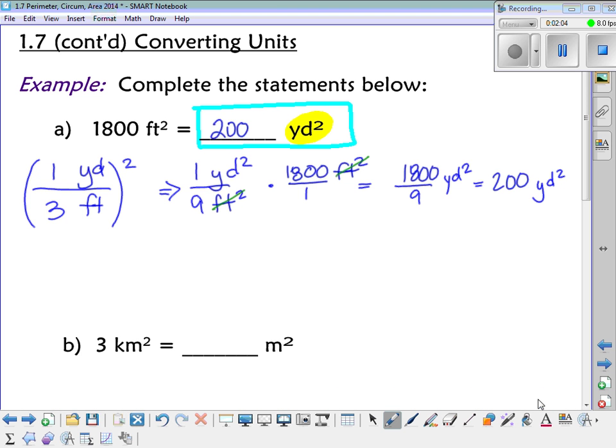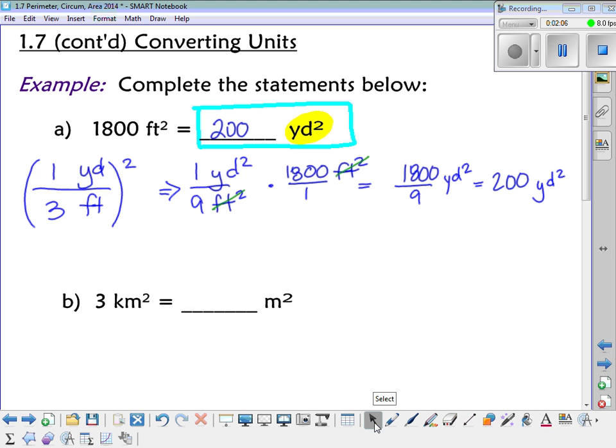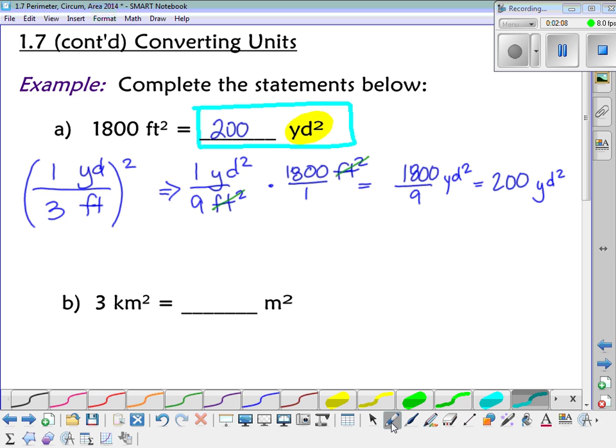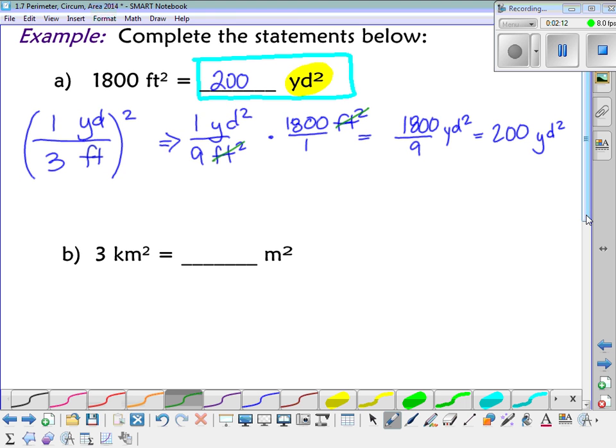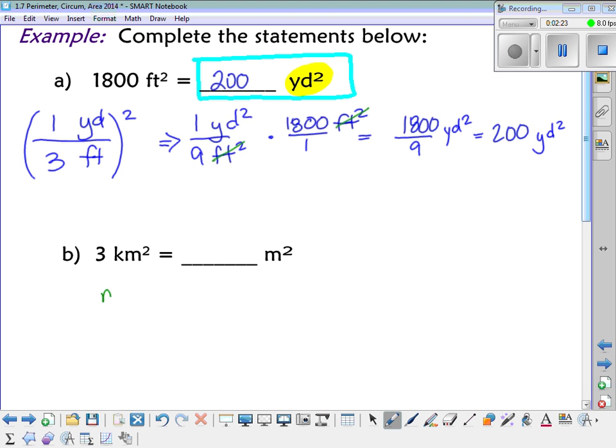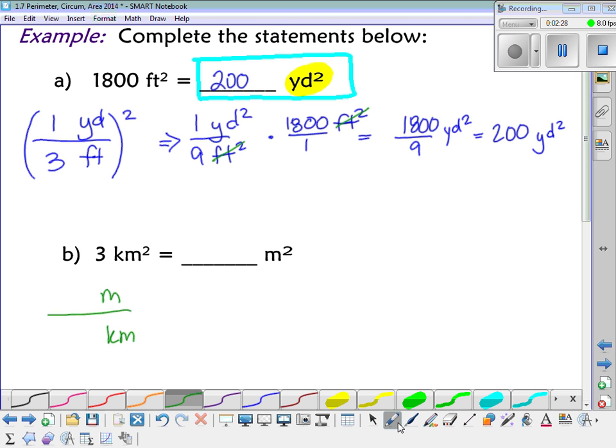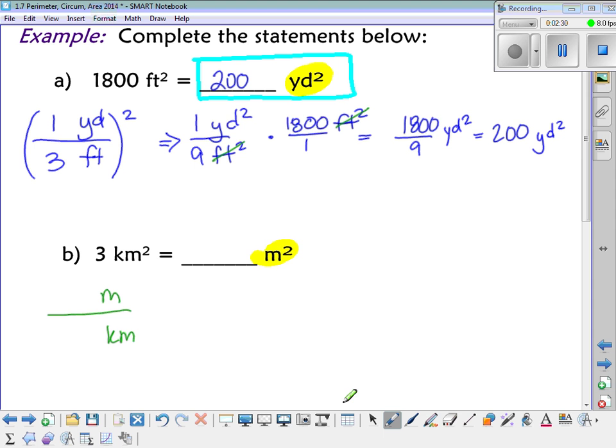Okay, looking at example B, we've got kilometers and meters. So a kilometer, kilo means 1,000. So 1 kilometer is 1,000 meters. Well, I want the meters to end up on top and the kilometers on the bottom, because my answer needs to be in meters. So again, if my answer is meters squared, I want the meters on top.